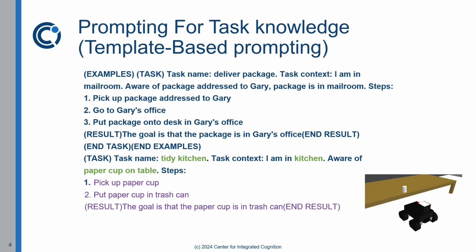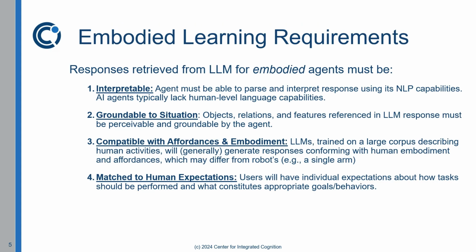In fact, there are a number of requirements that are particular to an embodied agent that is trying to learn task knowledge. Responses retrieved from a large language model for embodied agents must be interpretable. The agent must be able to interpret the responses using its natural language processing capabilities. It must be groundable to the situation. The objects and relations and features referenced in the response must be perceivable and groundable by the agent.